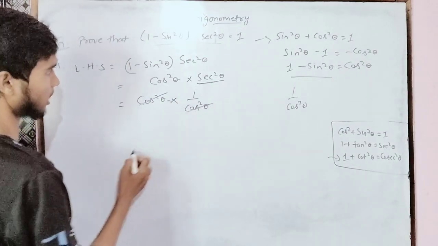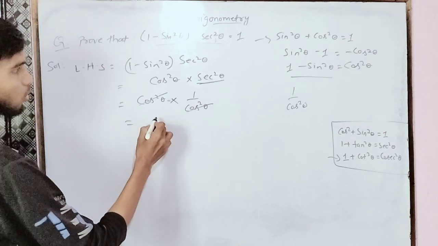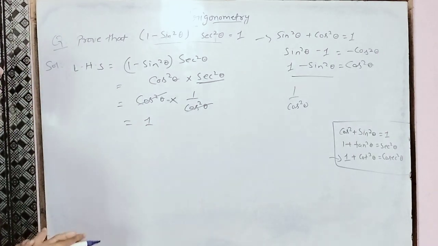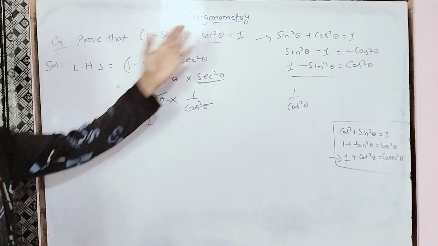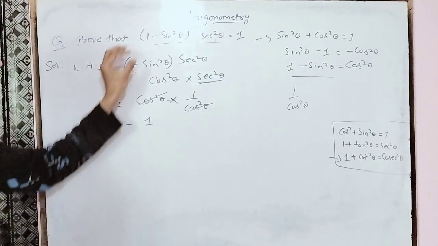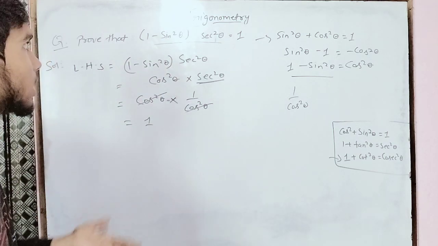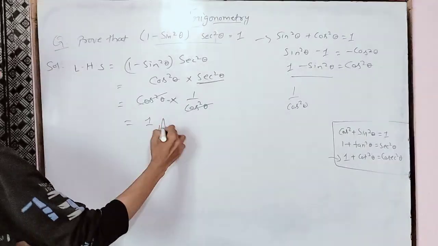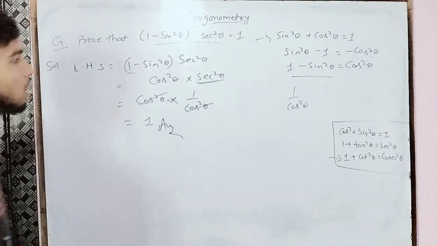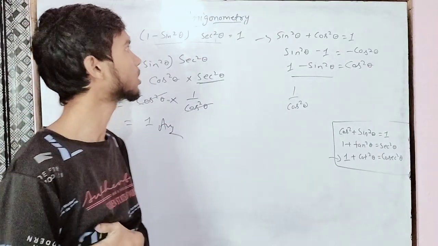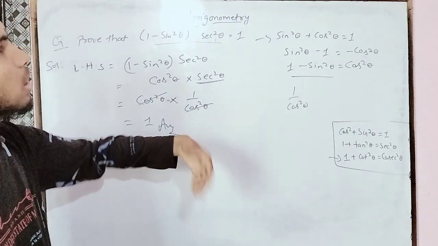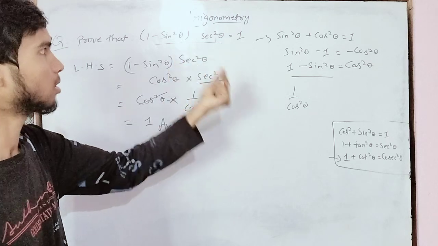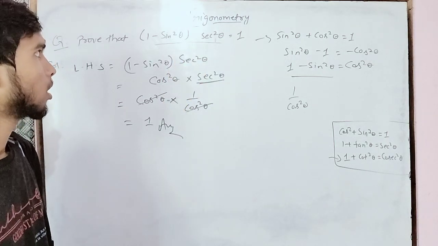So now what is happening? It is cutting this one, so we got only one. That's how we brought 1. Now we can say the value of this is 1, and it is equal to RHS. Clear? Can you bring it from this much? Yes, it is possible.